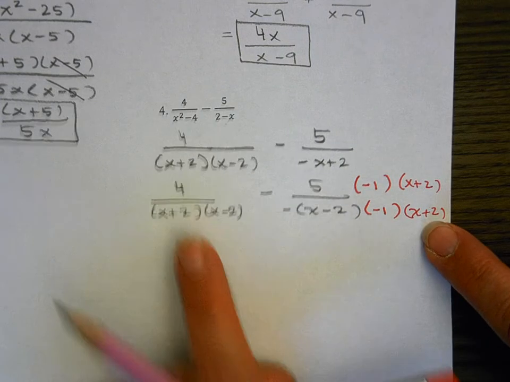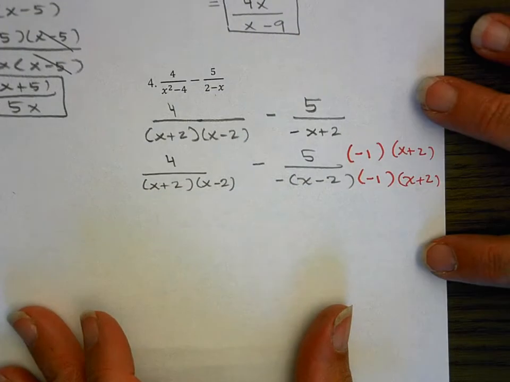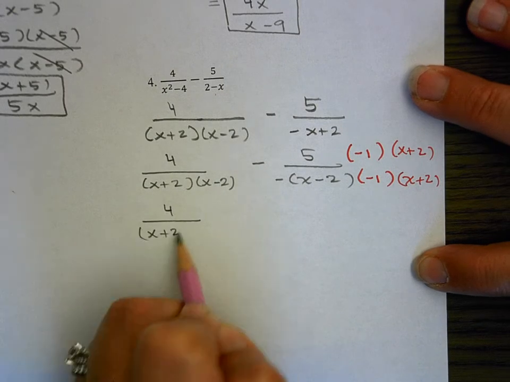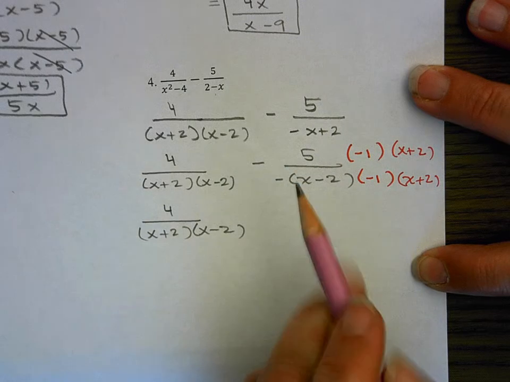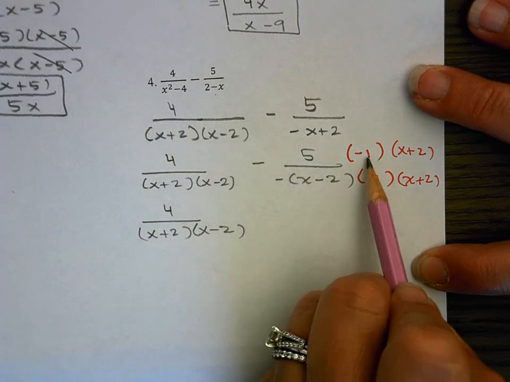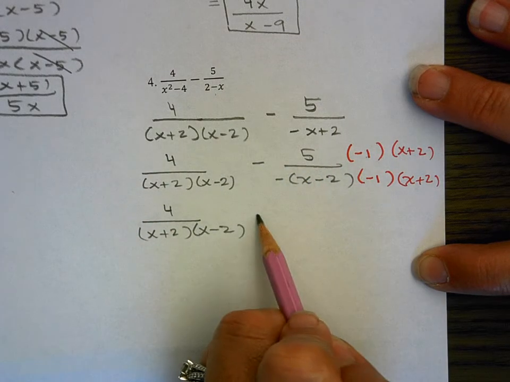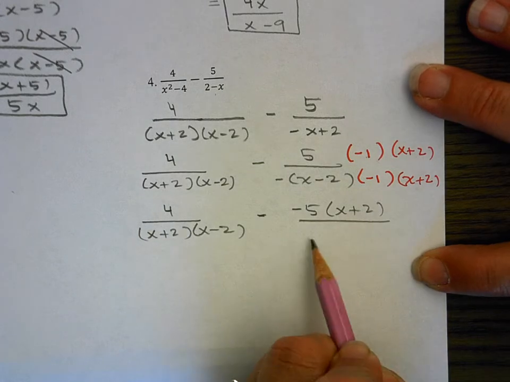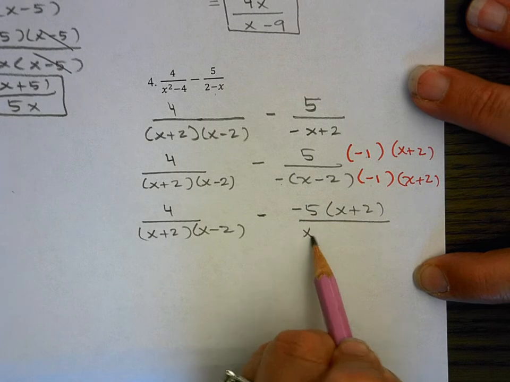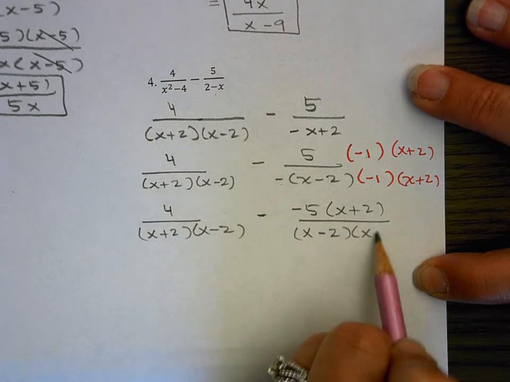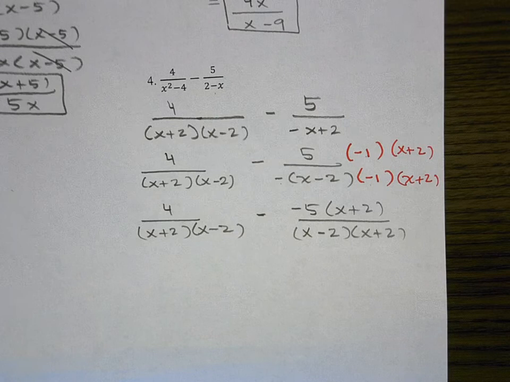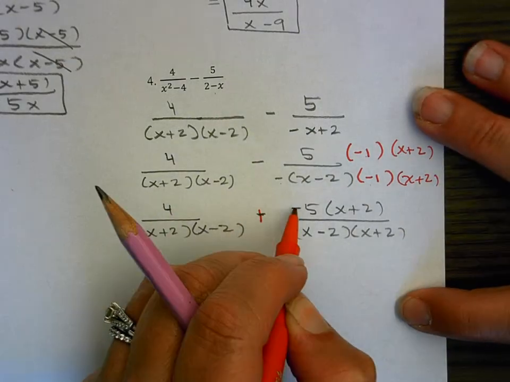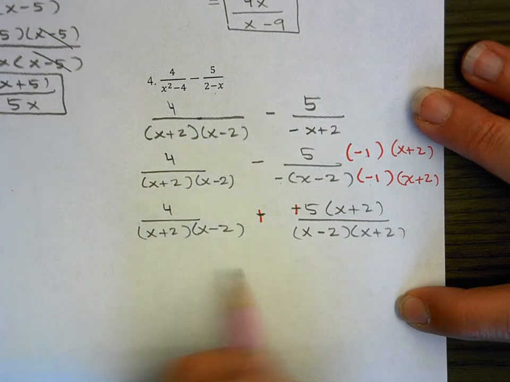So then when I do that, I'm going to have 4 over the x plus 2, x minus 2, right? That didn't go away. And then I have this negative 1 times 5, and then that x plus 2, right? And then this double negative will turn positive, and then again I have x minus 2, x plus 2. So I'm doing this in 2 steps, and I could have certainly done this in 1. And then I have a double negative here, so that ends up being a positive. So then now I have that common denominator.